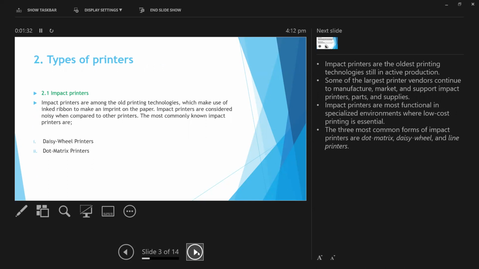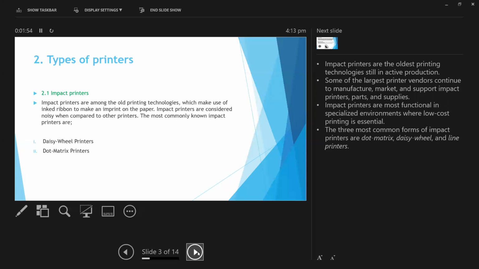Types of printers. Impact printers. Impact printers are among the old printing technologies which make use of an inked ribbon to make an imprint on the paper. Impact printers are considered noisy when compared to other printers. The most commonly known impact printers are daisy wheel and dot matrix printers.